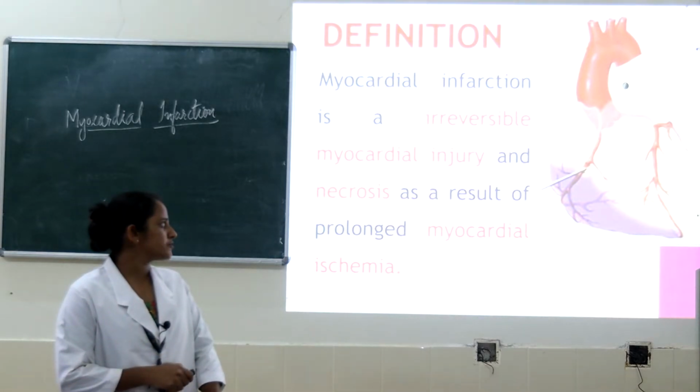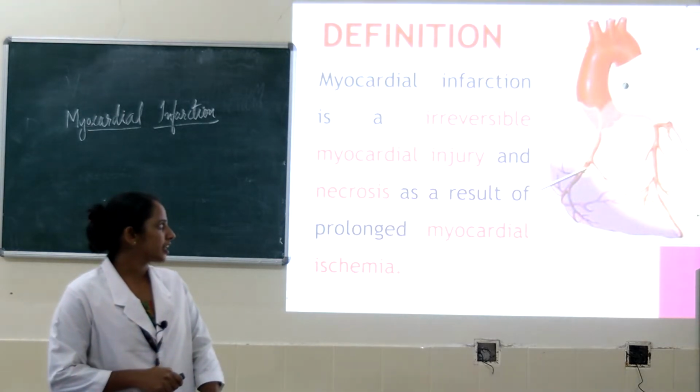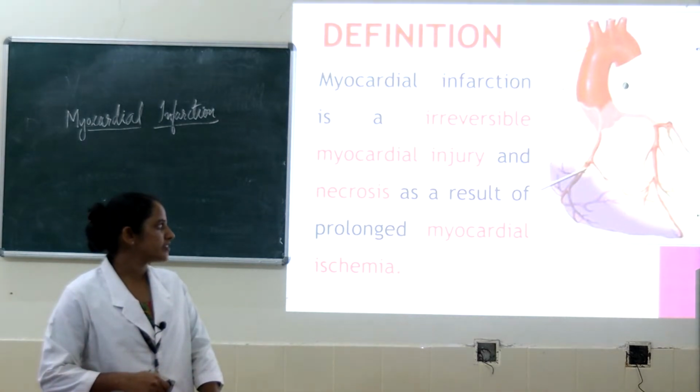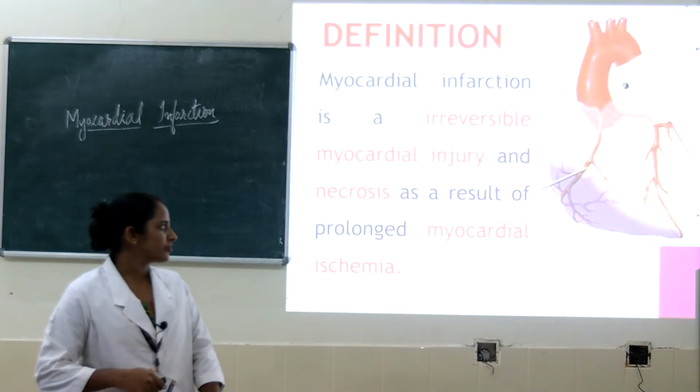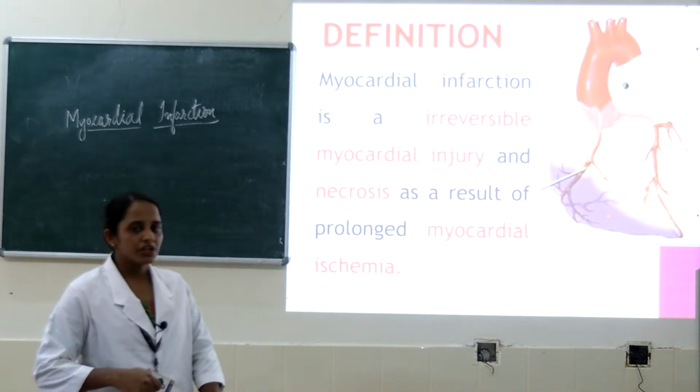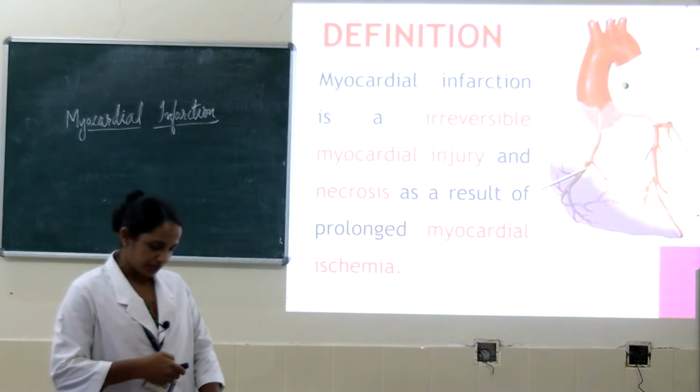As you can see in this picture, this is a right coronary artery. In that, one plaque formation is there. Because of that, the blood supply below this portion is reduced, and because of that the cardiac tissue is not getting adequate blood supply. So, necrosis and death of the tissue has occurred.